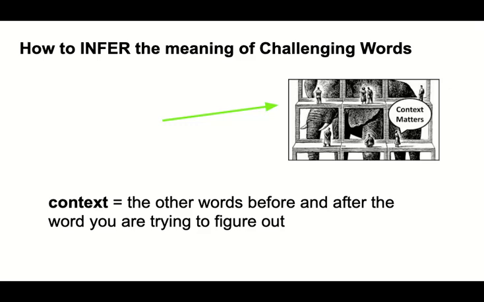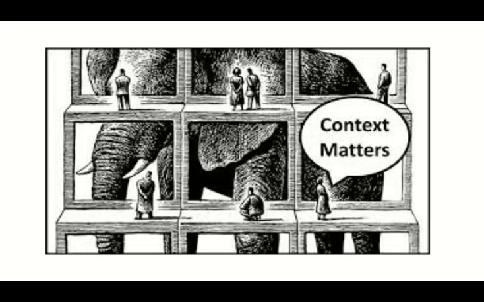Our first big strategy is to use context clues. The word context means the other words before and after the word you are trying to figure out. We look for clues in that word's sentence, and we look for clues in the sentence before it and after it too. Context matters. It makes a big difference in our ability to guess what a word might mean.